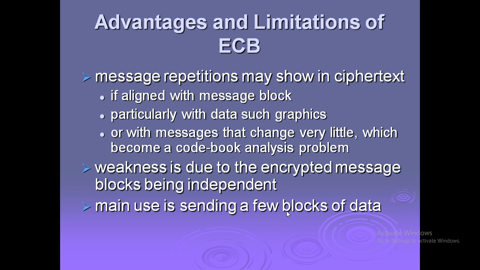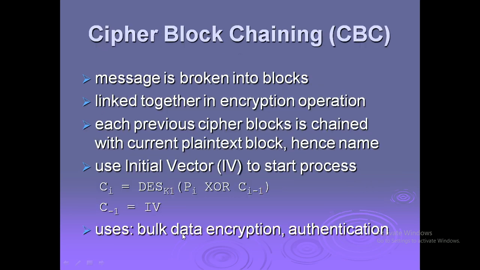Advantages and limitations of ECB. Message repetitions may show in the ciphertext if aligned with the message block, particularly with data such as graphics, or with messages that change very little, which becomes a codebook analysis problem. The weakness is due to the encrypted message blocks being independent. The main use is sending a few blocks of data.